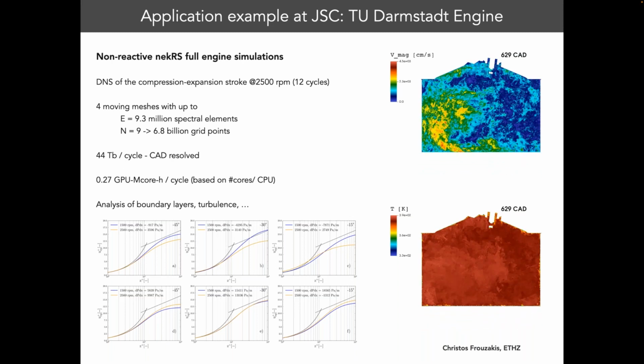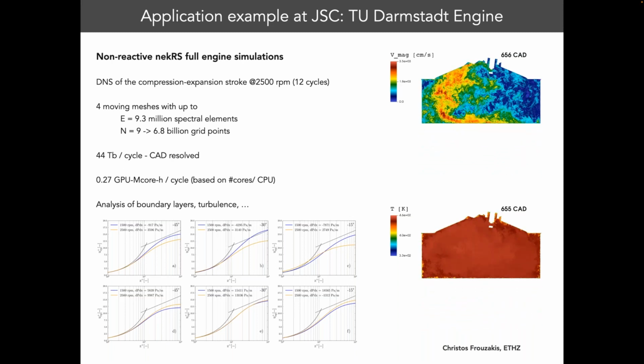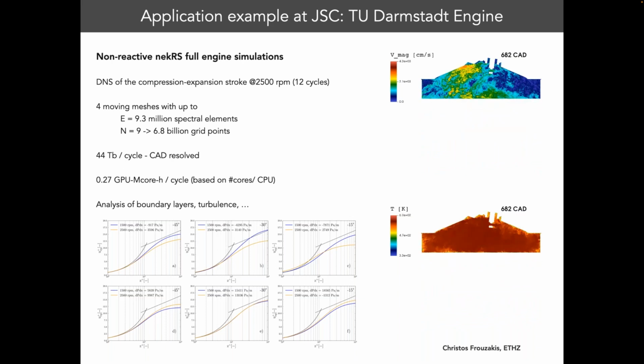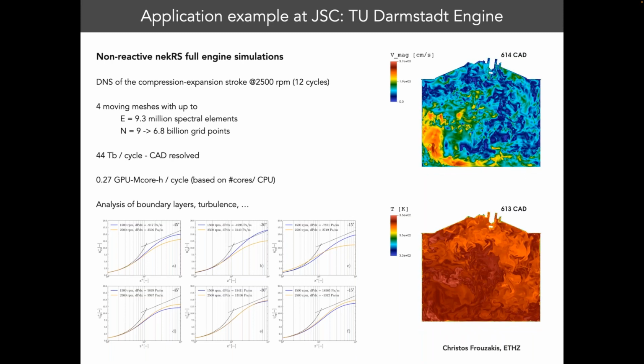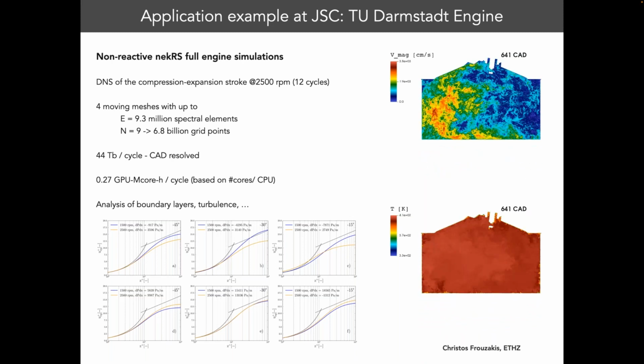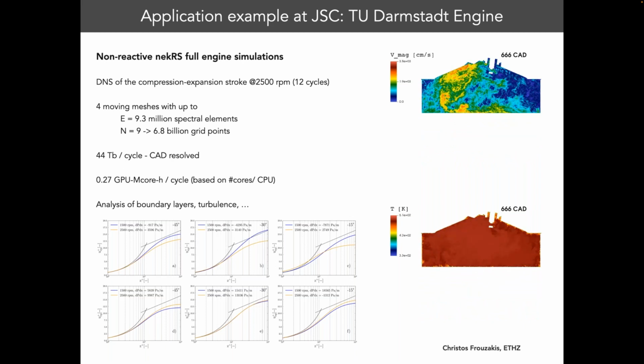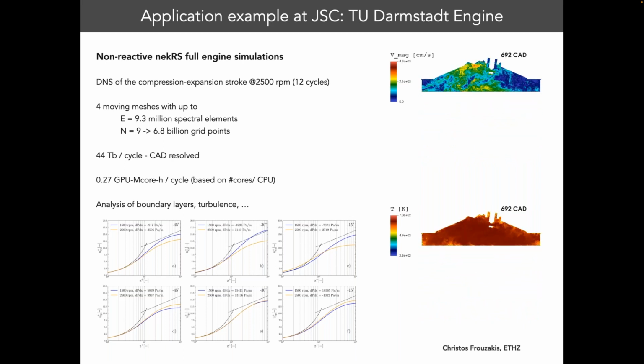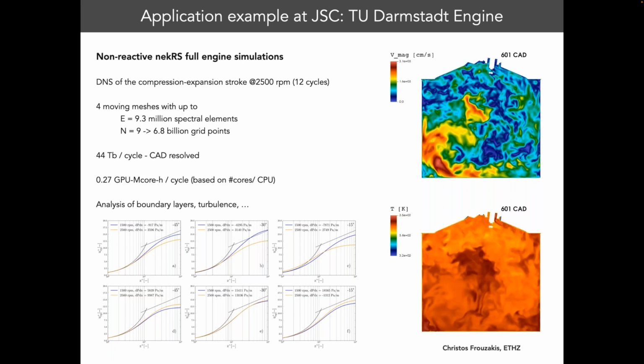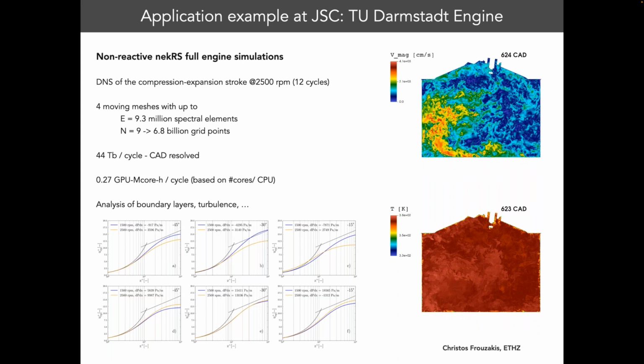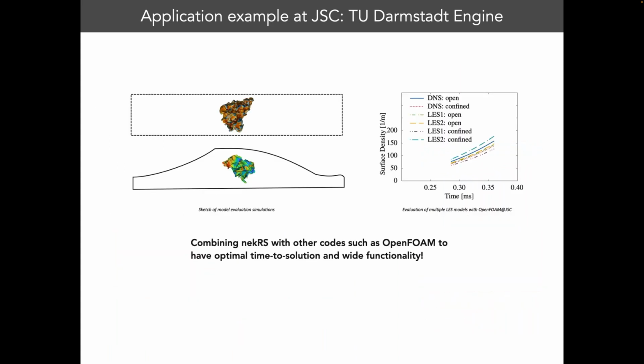For example, I showed some pictures with respect to boundary layers and turbulence there. So you see, if we compare the boundary layers and the wall models with classical models, here the black dotted line, in the DNS we found that what you typically assume in the wall models is not too good for all of the operating points. Okay, maybe we move on.